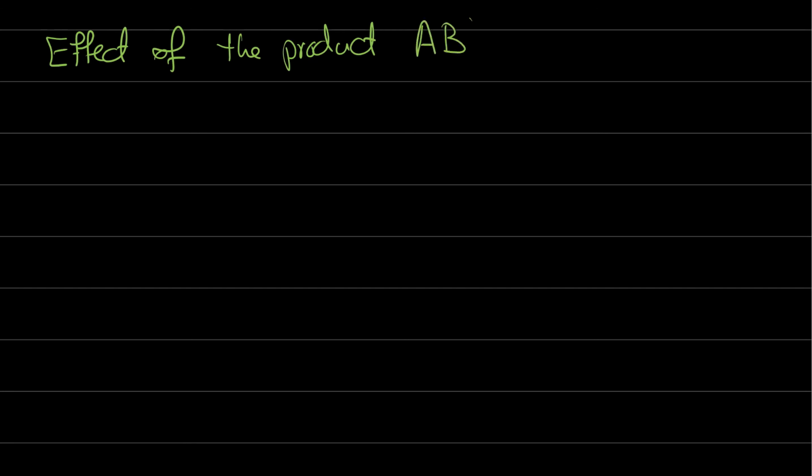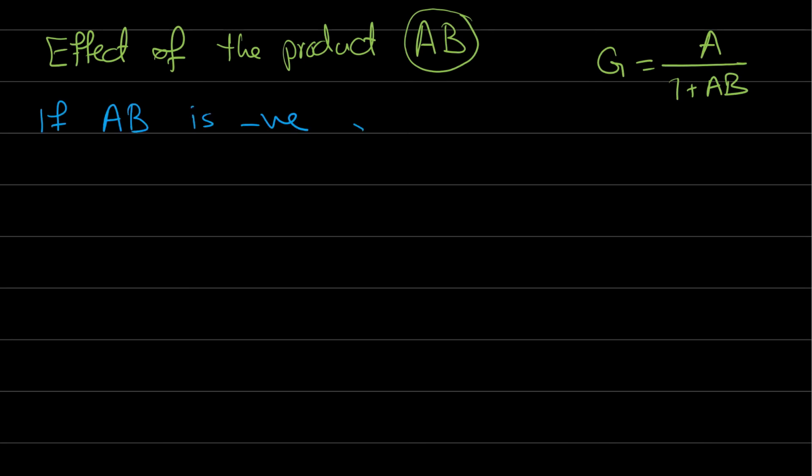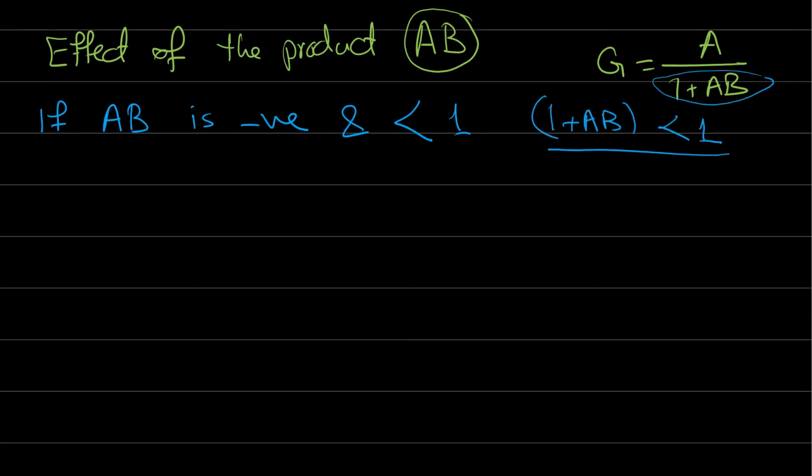Now let's study the effect of the product A times B. Again, A times the feedback gain B. Now, if this A times B is negative and less than 1, in this case 1 plus A times B should also be less than 1. In this situation, the overall gain will be larger than the open loop gain, and we have positive feedback.